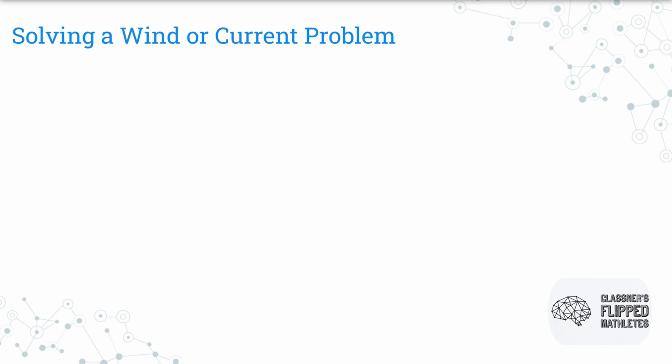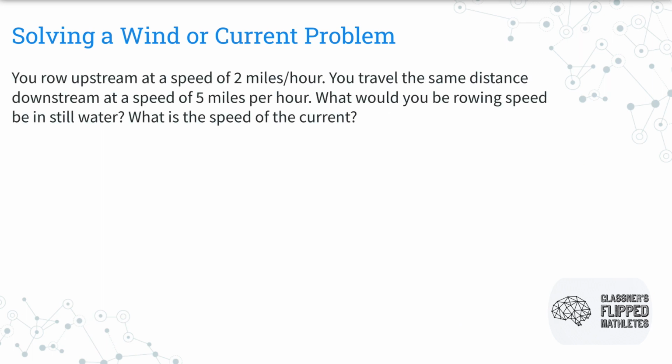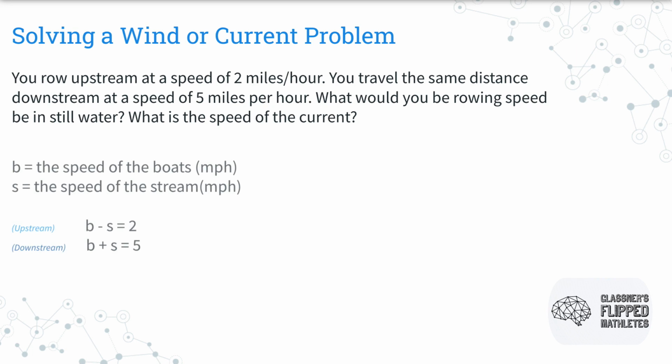This will be our last question, and this would be a water-based question. So you row upstream at a speed of 2 miles an hour, and travel the same distance downstream at a speed of 5 miles per hour. What would be your rowing speed in still water, and what's the speed of the current? So let's say B is the speed of the boat, and S is the speed of the stream.